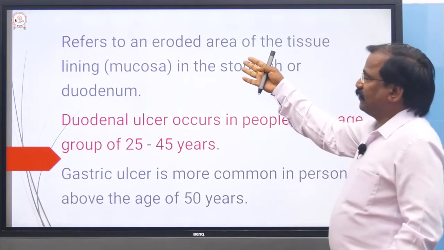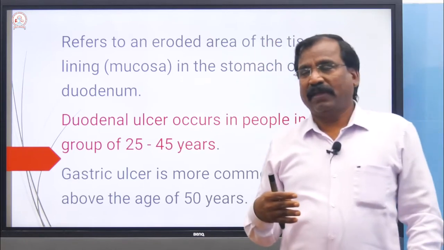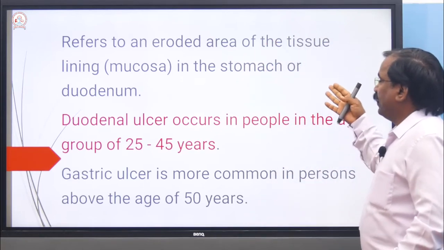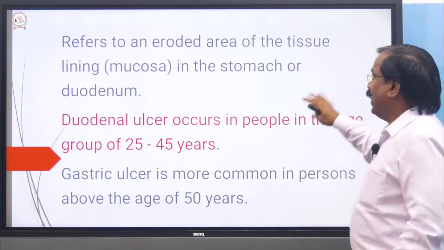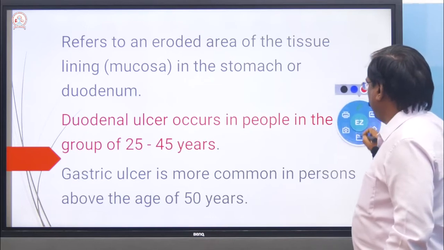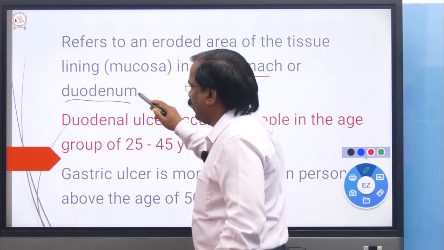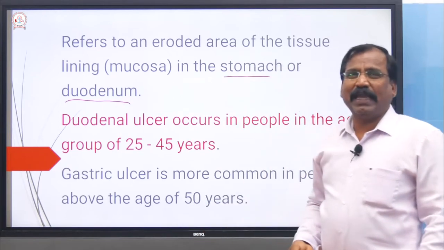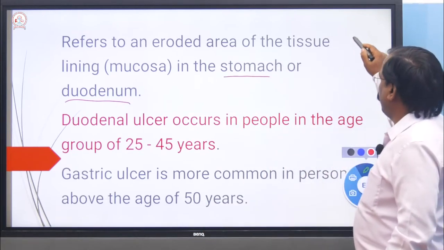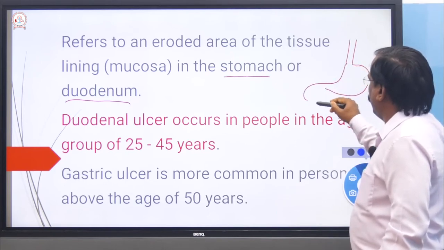Listen, what is ulcer? The eroded area. The lining gets damaged. Where? In the stomach as well as the duodenum. So that lining, see, this is the stomach and the duodenum.